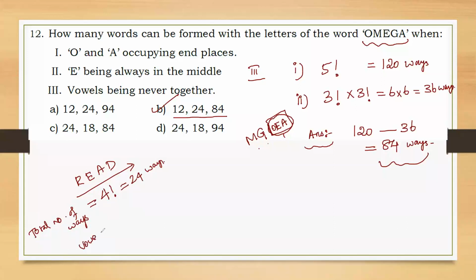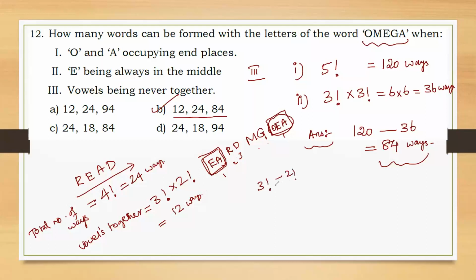Next condition is vowels together. Vowels together means you have to write EA as one person, and R and D as 2 other persons, right? So 1, 2, 3, total 3 persons, 3 factorial, into arranging these 2 letters, maybe EA or AE, right? So 2 ways again. We'll get 12 ways. Vowels never together means you should not write them like this.